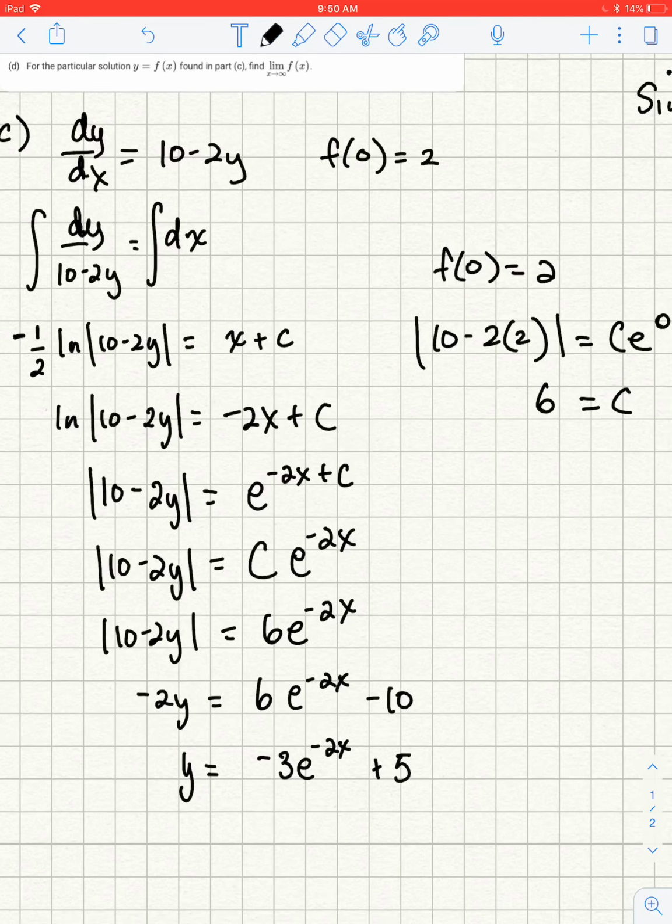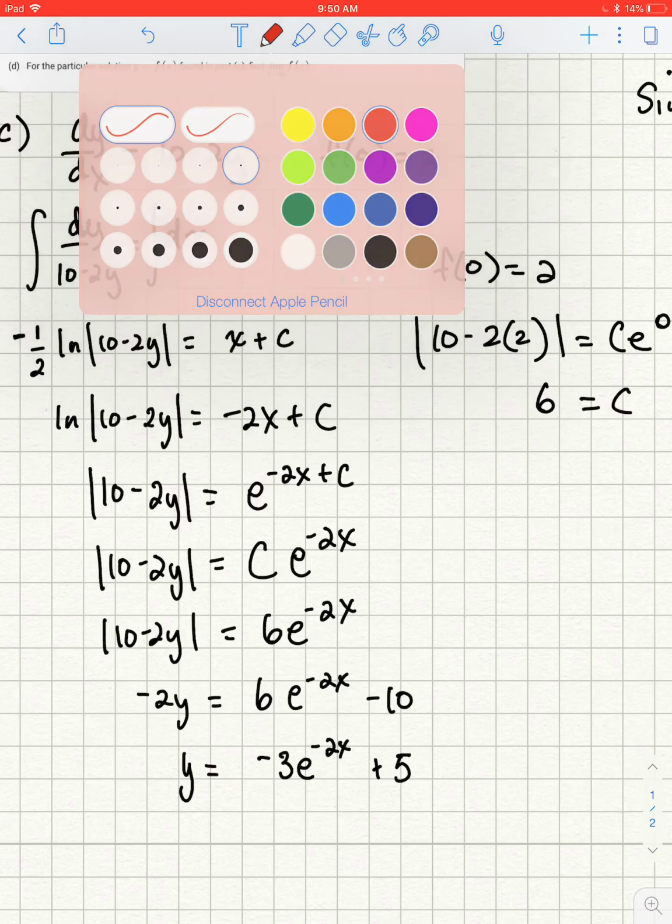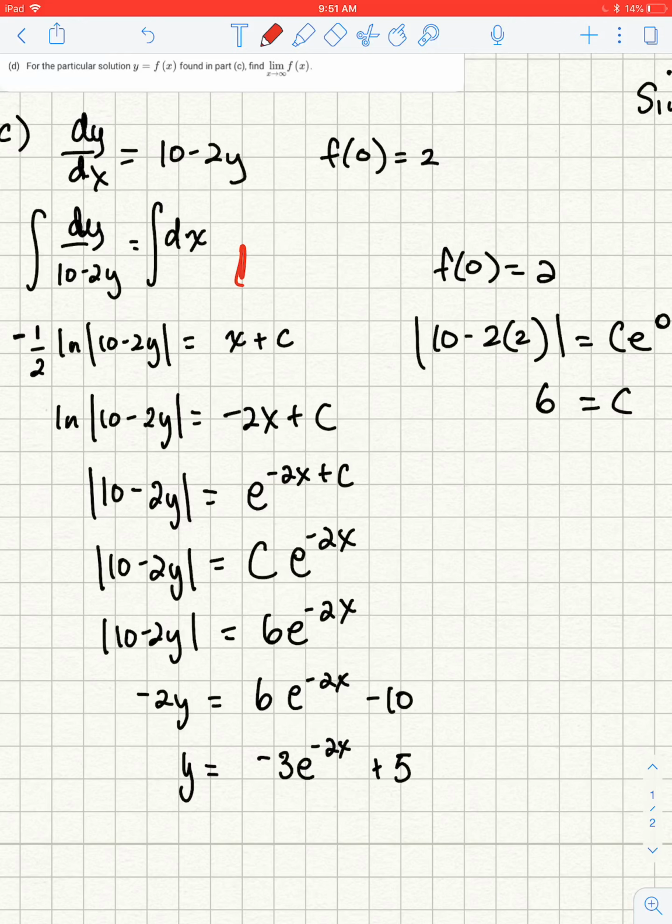All right, so this is 4 points. You are getting a point for separating, a point for doing the antiderivatives, a point for using the initial point to get C, and then a point for your final answer.